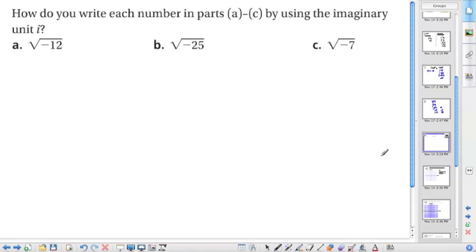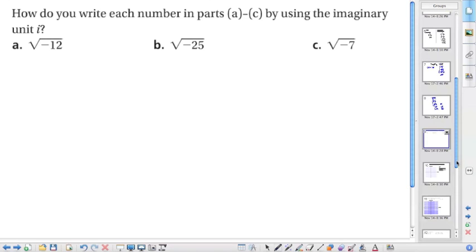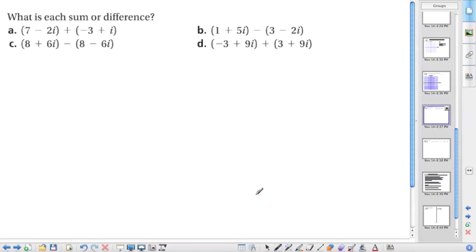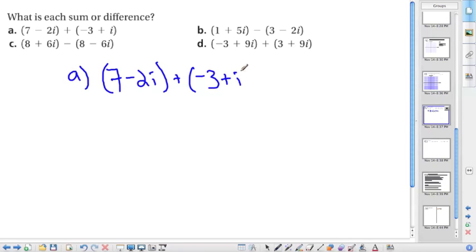Next we will add and subtract complex numbers. So what is the sum or difference? So let's do A. We have 7 minus 2i plus -3 plus i. Just combine like terms. You have 7 and -3. 7 minus 3 is 4. -2i plus i becomes -i. And that is your answer for A.